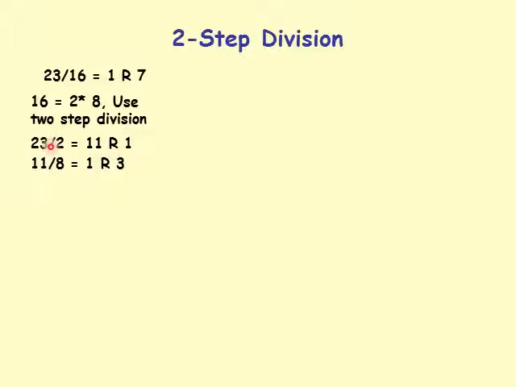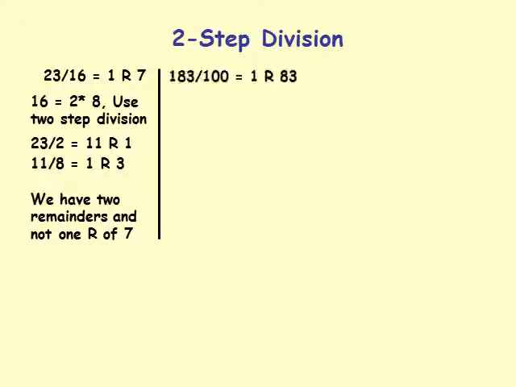So I first divide 23 by 2. I'm trying to do 23 divided by 16. I got 11, remainder 1. Then I take the quotient of the first division and divide that again by 8, which is my second division, and I got 1, remainder 3. Now we have two remainders, 1 from the first division and 3 from the second division. And we were looking for one remainder of 7.